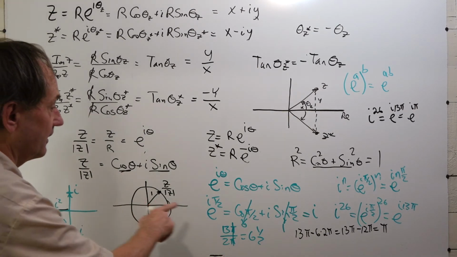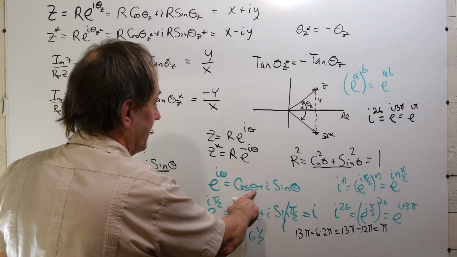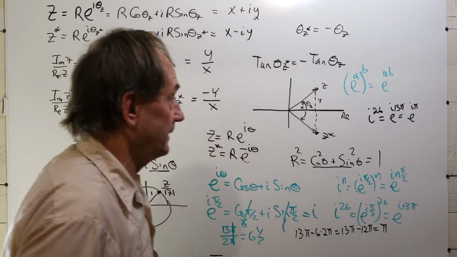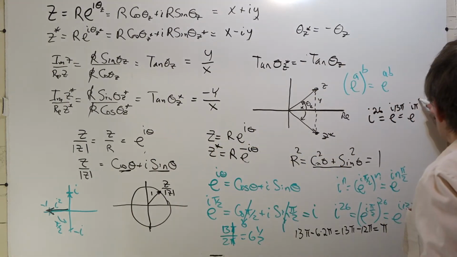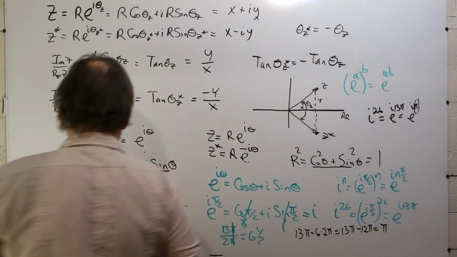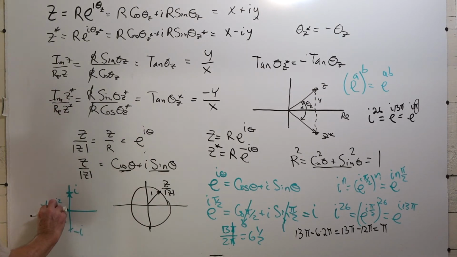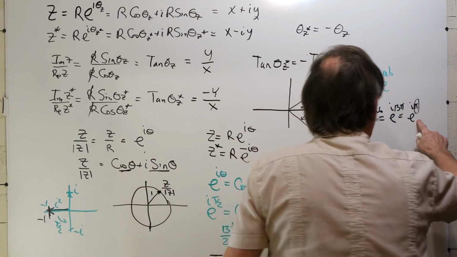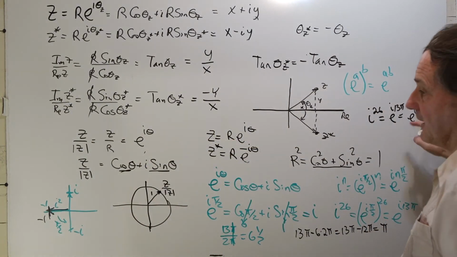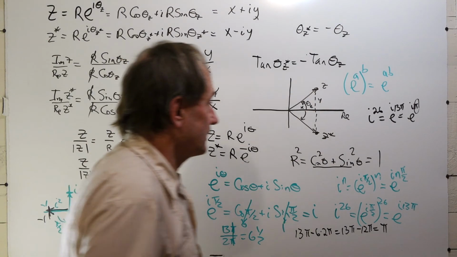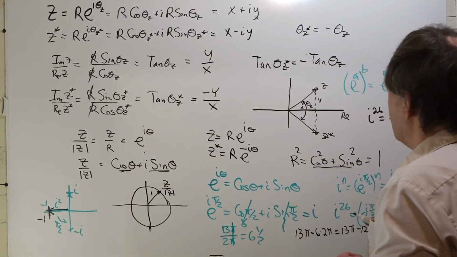If you put in here, if theta is equal to pi, the cosine of pi is minus 1, the sine of pi is 0. So we're at minus 1. This tells us we just rotate the vector from 1 by pi radians, and that puts us over at minus 1, if we rotate our vector pi radians in a counterclockwise direction. So that's how you can easily find powers of i.